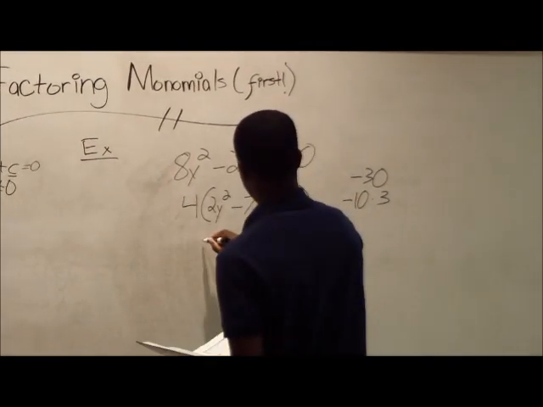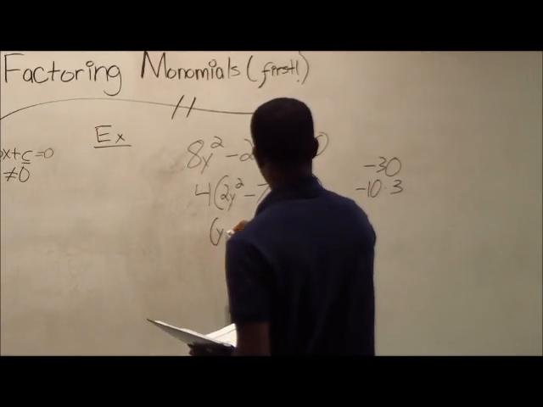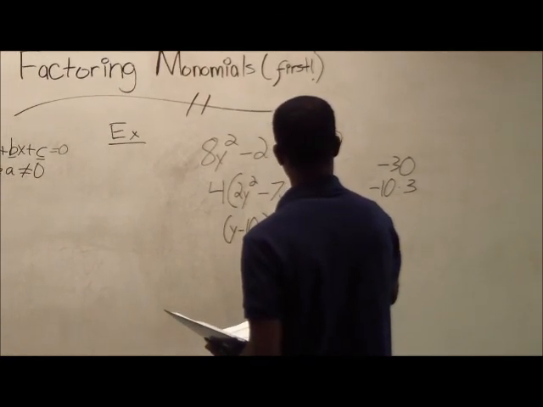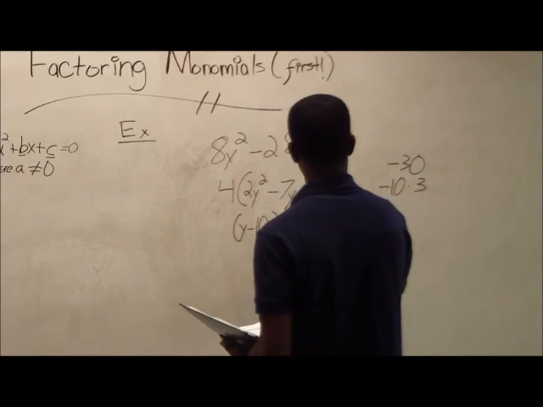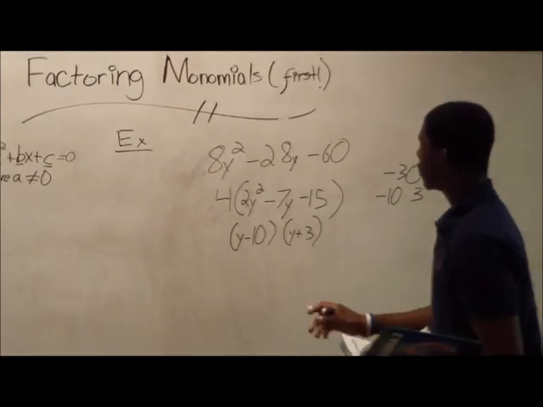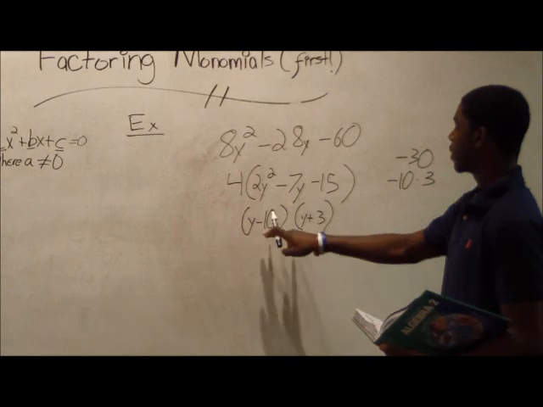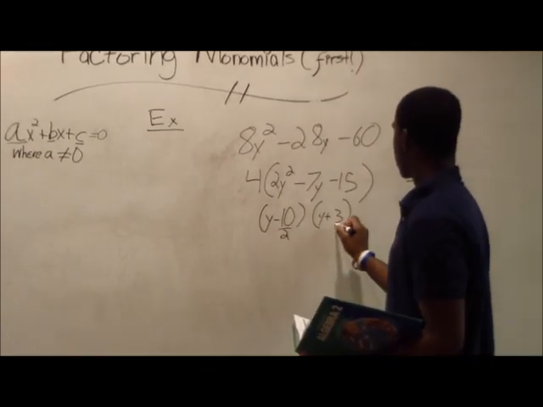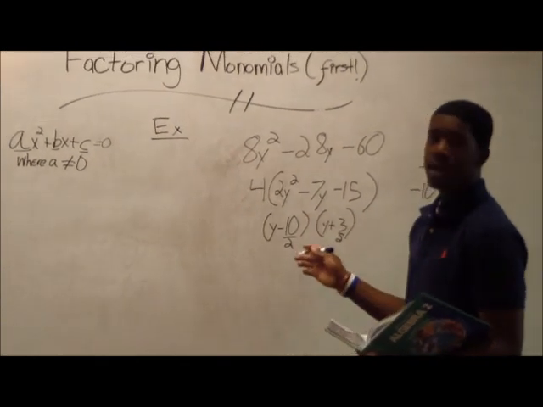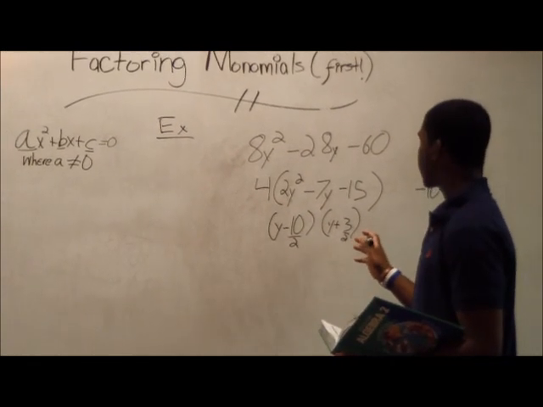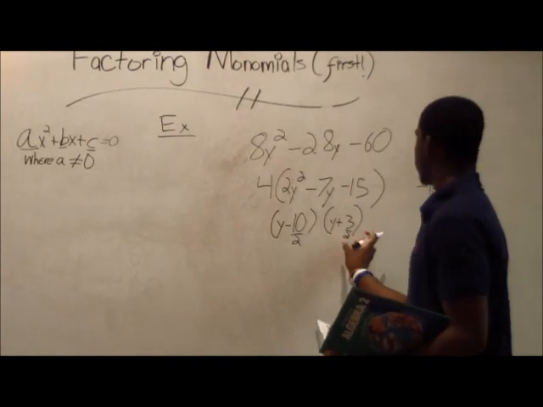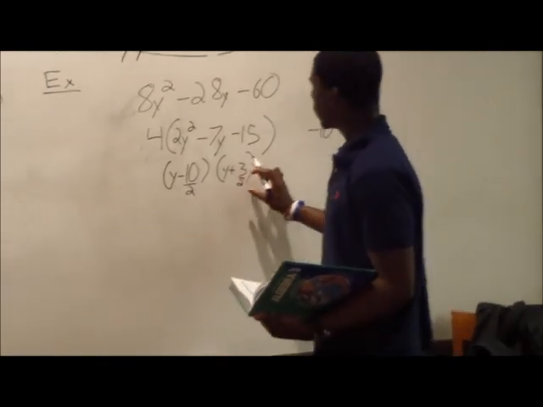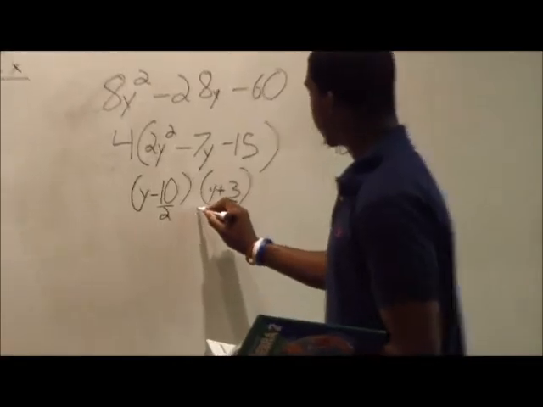So let's write that. y minus 10 times the quantity y plus 3. Now at this step, we still have to include that 2, or else this is wrong. So we have to divide the 2 into here and here. Simplify it as much as possible. And then if we can't simplify it anymore, we have to move whatever we divided over. So over here, we can't simplify 3 halves anymore. So move the 2 over to the front.